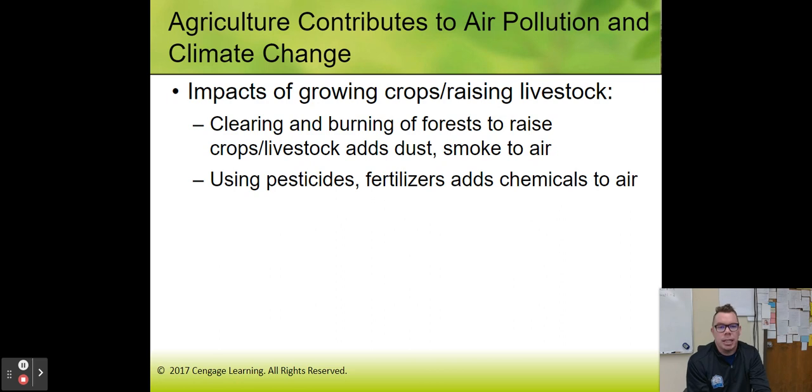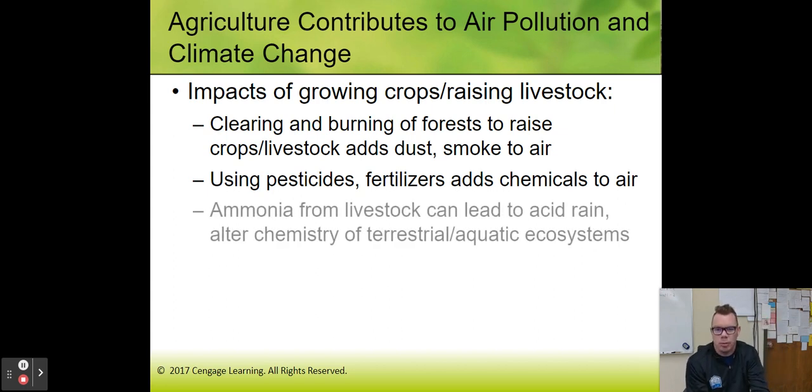Using pesticides and fertilizers adds chemicals to the air because you're spraying pesticides. 100% of it doesn't get on the plant. Some of it just goes into the air. The wind takes some of it away.